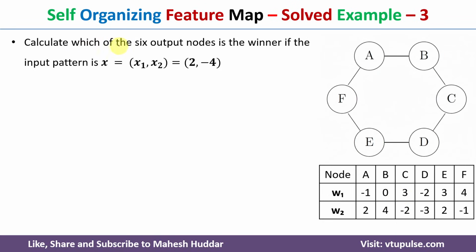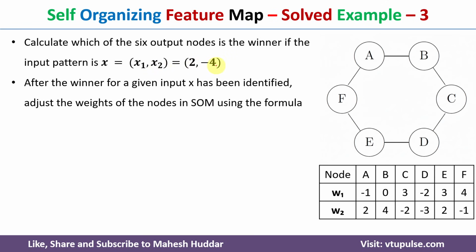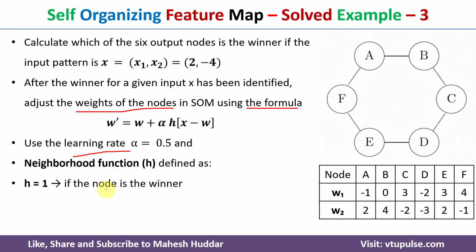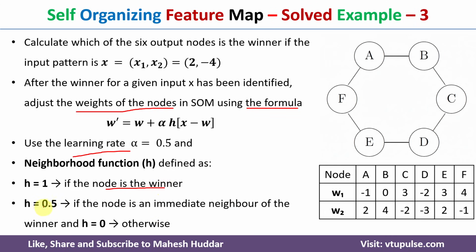First, we need to calculate which of the 6 output nodes is the winner if the input pattern x is equal to x1, x2, that is 2, -4. After the identification of the winner, next we need to adjust the weights of the nodes in a SOM using the formula W dash is equal to W plus alpha H into X minus W. Here we will consider learning rate alpha is equal to 0.5 and a neighborhood function H is equal to 1 if the node is the winner, H is equal to 0.5 if the node is an immediate neighbor of the winner, and H is equal to 0 otherwise.